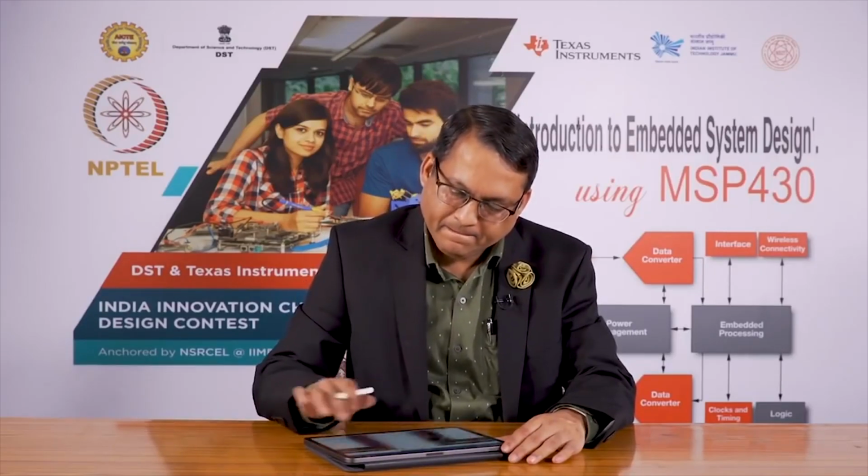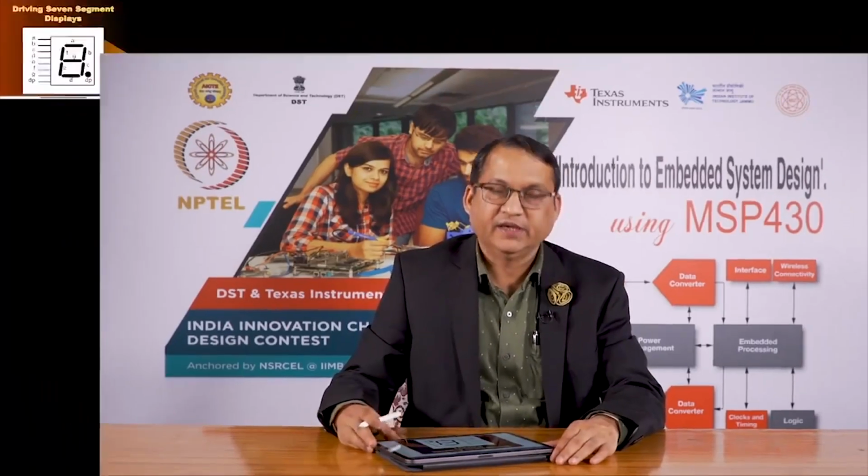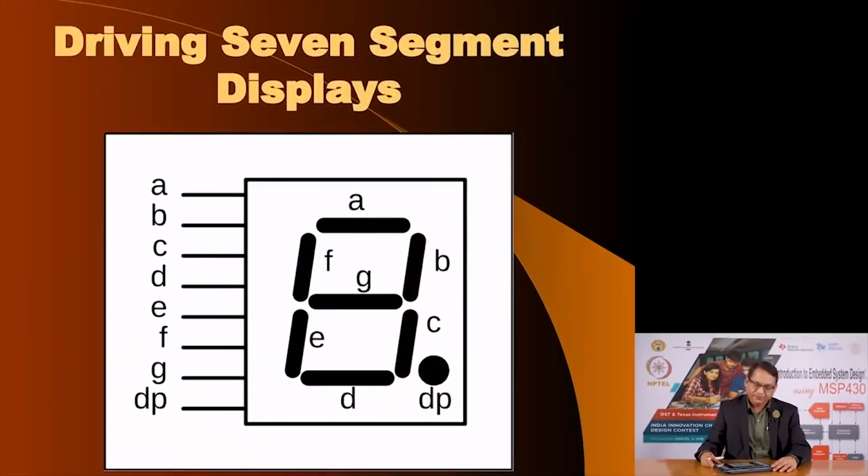But before that, let us see, other than individual LEDs, what else can we control. Here is an example of a 7 segment display. A 7 segment display is actually a misnomer, because there are 8 segments as you see here. You have A, B, C, D, E, F, G and a decimal point. So really there are 8 LEDs in a 7 segment display.